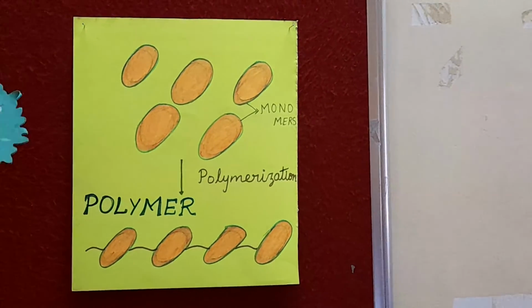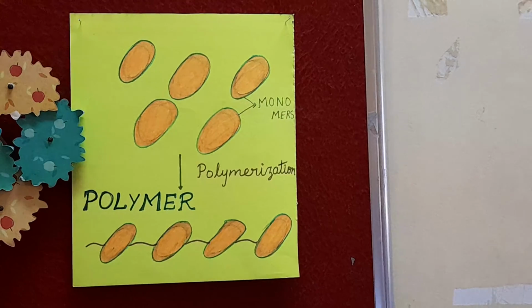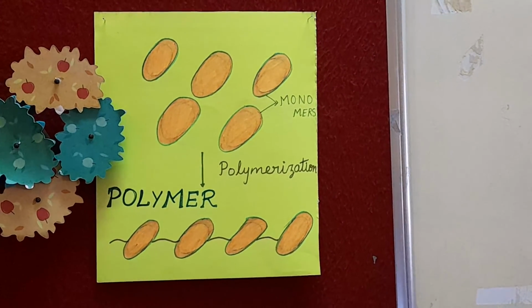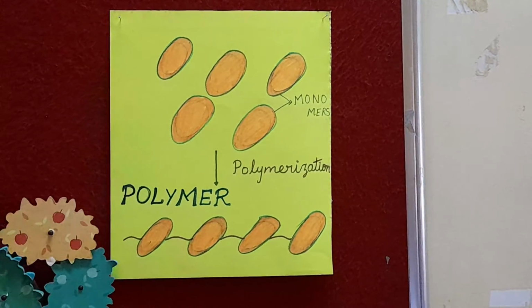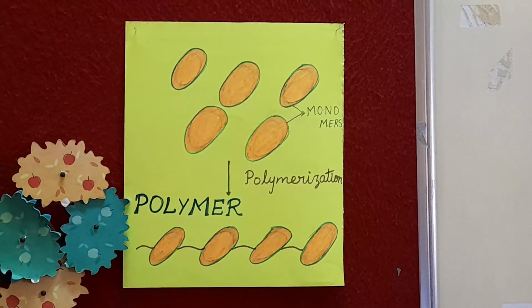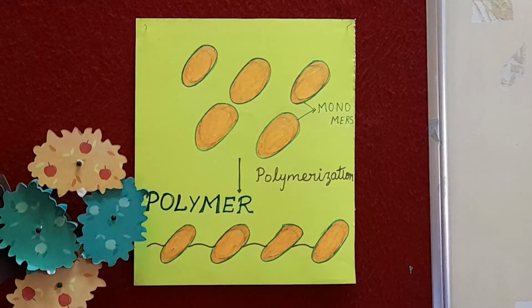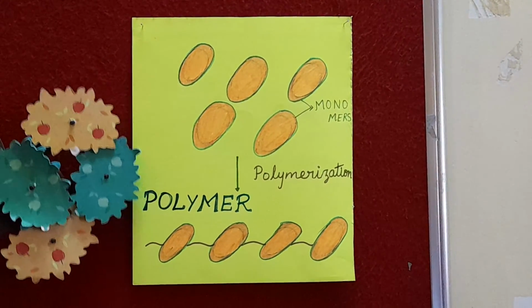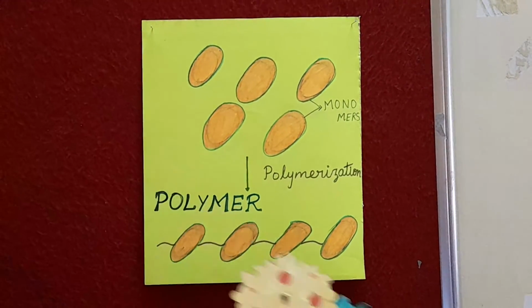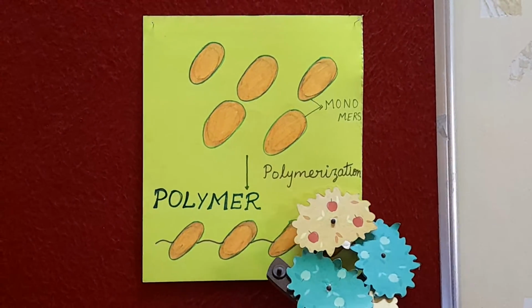In this chart, you can see similar units, that is the same type of units, and these are called monomers. These monomers are joined together with the help of chemical links in order to form a polymer. The process involved in joining or linking the monomers to form polymers is called polymerization.